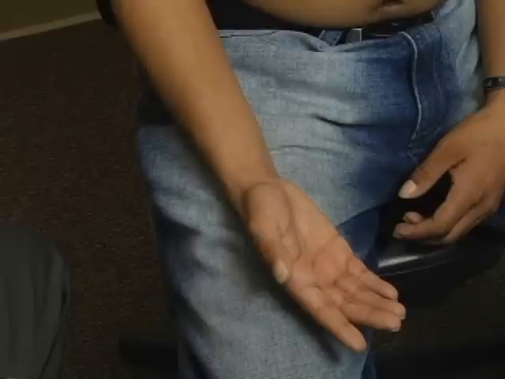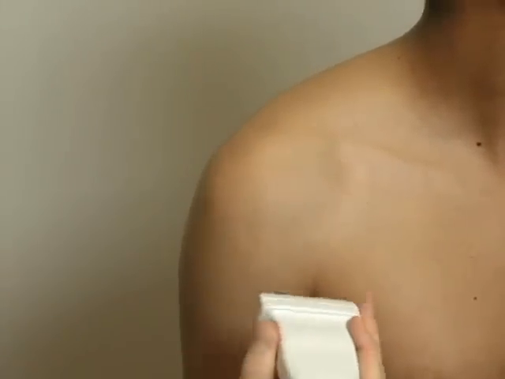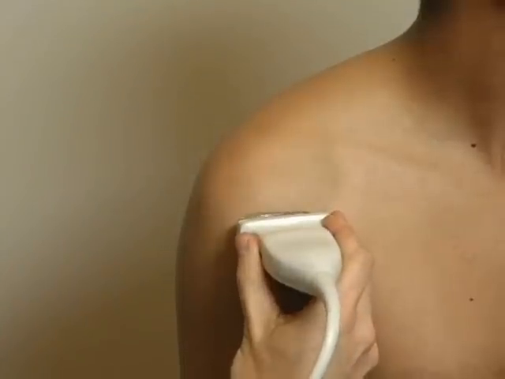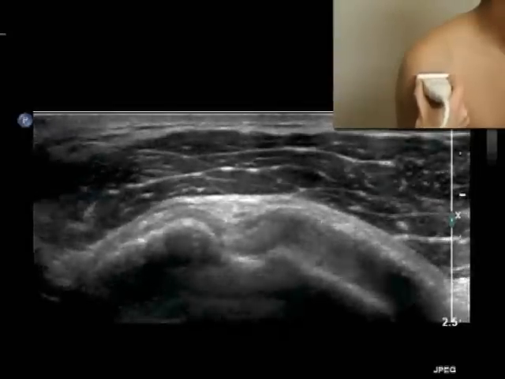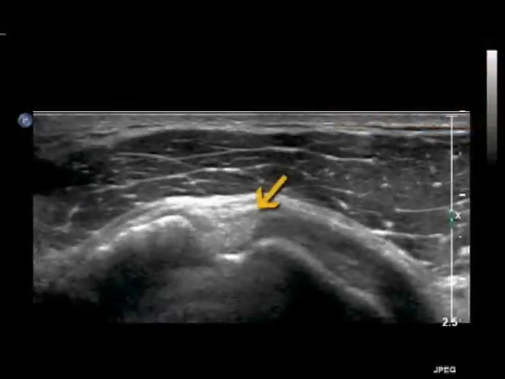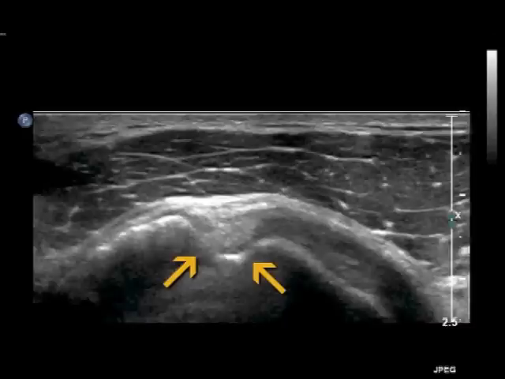To begin, the patient is asked to place their hand palm up on their lap. This rotates the bicipital groove of the proximal humerus anterior, and the ultrasound transducer is placed in an axial plane on the body. The long head of the biceps brachii tendon is identified as a round hyperechoic structure. Note the biceps brachii long head tendon located in the bicipital groove, identified by its characteristic echogenic bone contours.